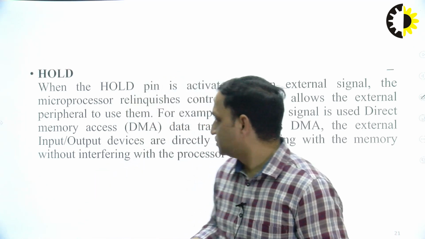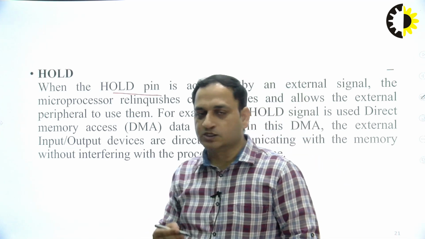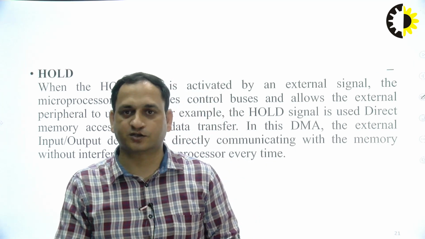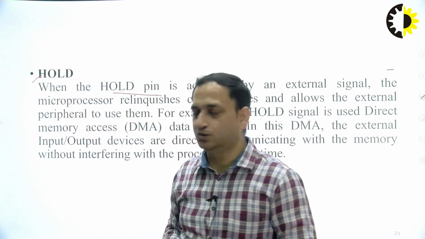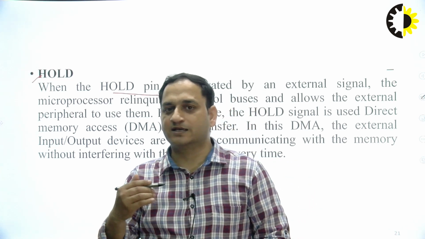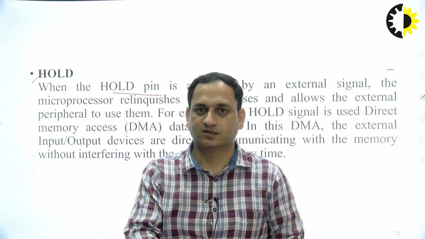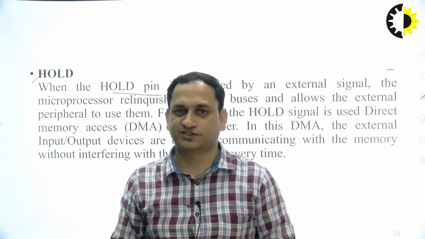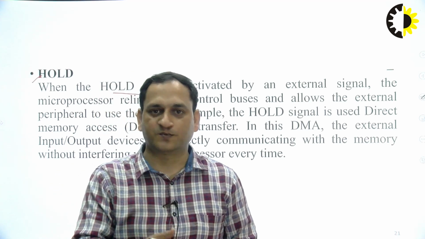Last, the hold signal. This hold pin of the 8085 is activated so that the IO device can communicate directly with the memory without the intervention of the microprocessor. In this way, this external pin can be used. You can say that these are the externally initiated operations to the microprocessor. So the first one was hold, then the ready pin, interrupt, and reset. All these four are the externally initiated peripheral device pins to the microprocessor, so that the operations can be performed easily.